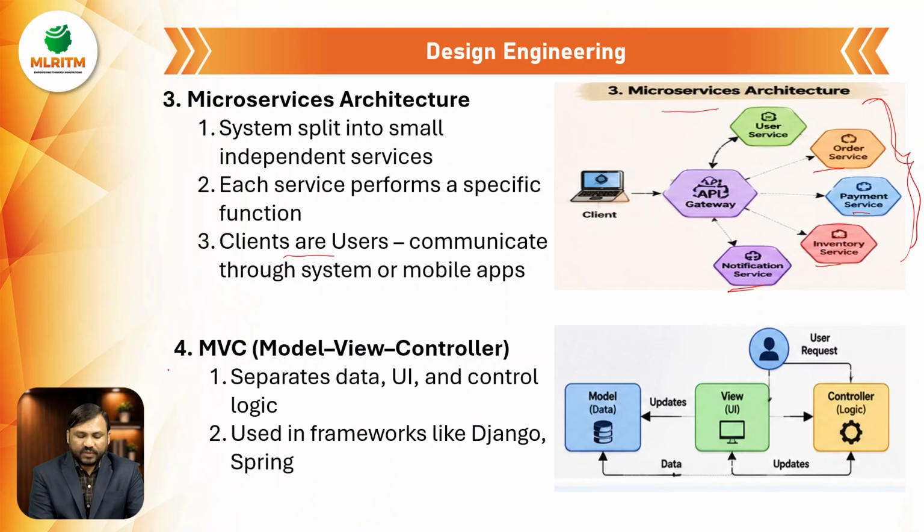Then the other type of architecture is the model view controller, that is MVC. In this one we use 3 types of components: model, view and controller. The model contains the data, and the view is used for viewing, like the user interface and interaction, how it is going to communicate. Then the controller contains the logic. It is mostly used in frameworks like Django or Spring, etc.